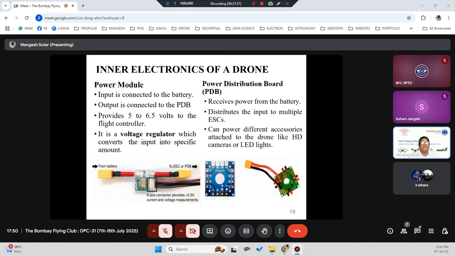Okay, so some batteries are very raw, like the raw batteries we are using for our drones, whereas DJI agriculture drones use very high-end batteries which have their own built-in power management systems. Okay, so as I talked about, the power distribution board, PDB, is nothing but a board that receives power from the battery and distributes the input to multiple ESCs. So if there are 4 ESCs, there will be 4 connectors, and if there are 6 ESCs, there will be 6 connectors for hexacopters. It can also power different accessories attached to the drone like an HD camera, LED lights, or maybe a gimbal. You can draw power for the gimbal from the ESC and all.